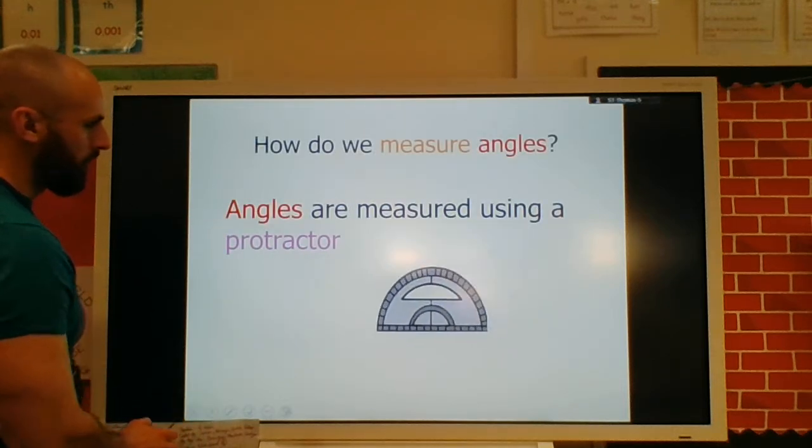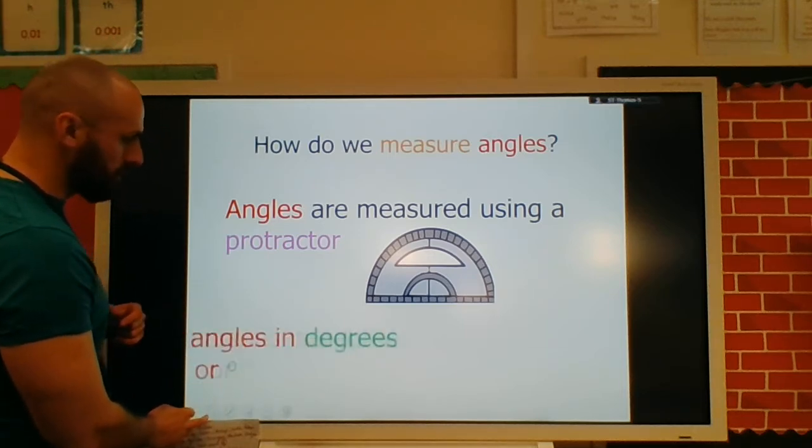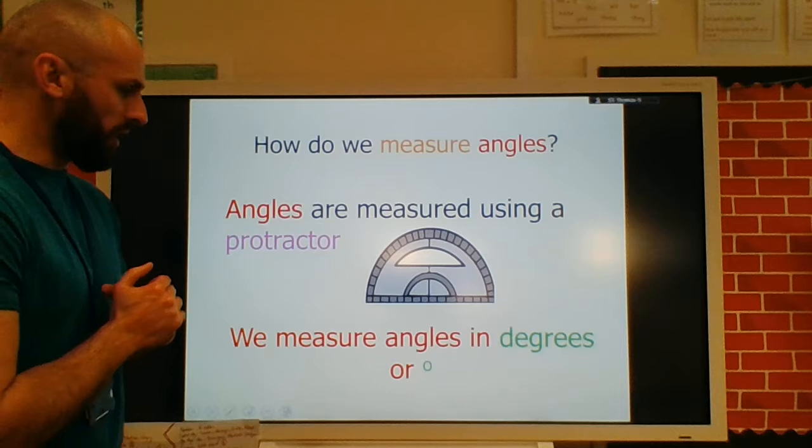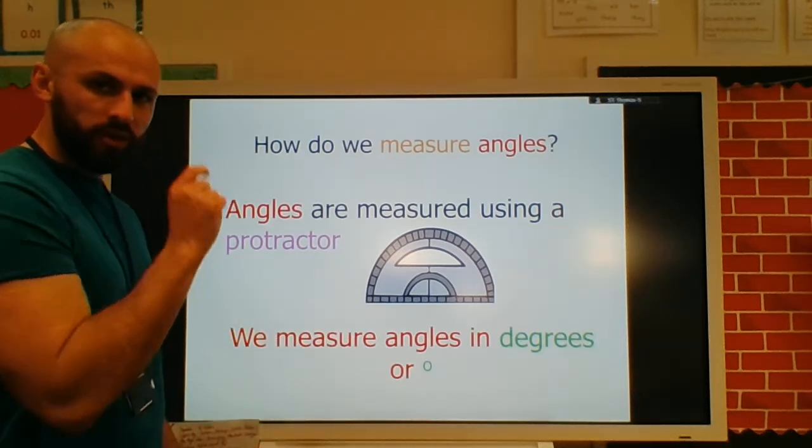So, we measure angles using a protractor. I'm sure you would have seen these and used these before. And we measure it in degrees. We put that little circle next to it.